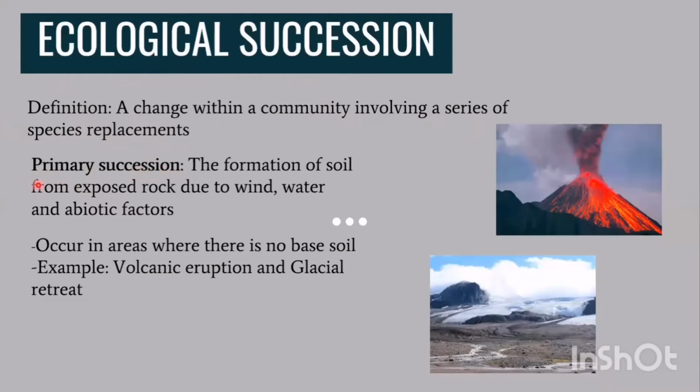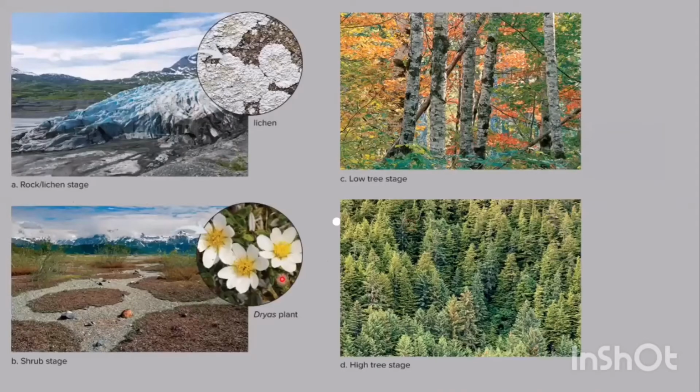So the primary succession is the formation of soil from the exposed rock due to the wind, water, and abiotic factors. Usually it occurs in areas where there is no base soil, for example, volcanic eruption and glacial retreat. So here is an example for the primary succession.